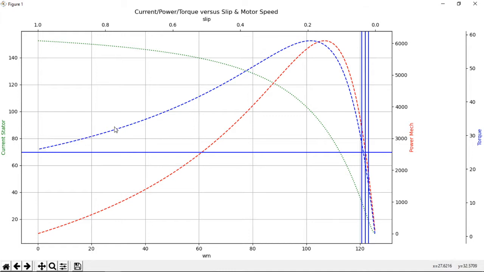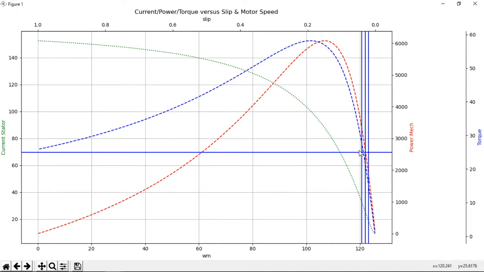So this is the torque. Now, this is torque per phase, and this is power per phase. And this is the actual current. Now each phase is going to have this amount of current roughly starting out. So heavy current starting out, then it comes down.